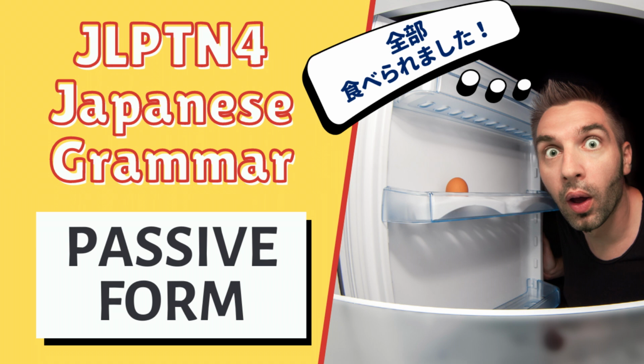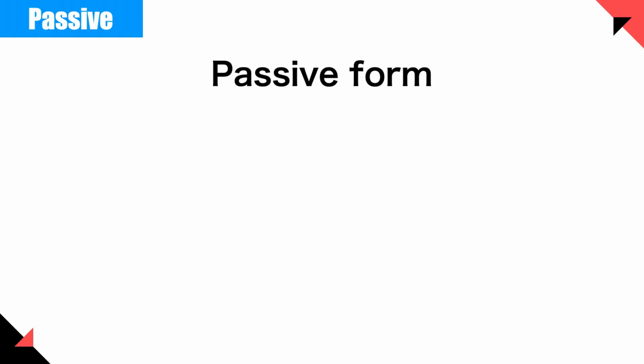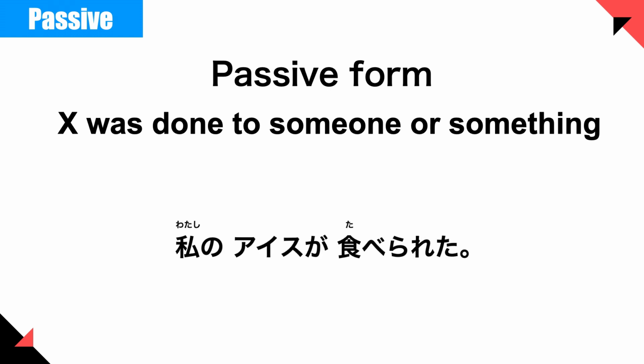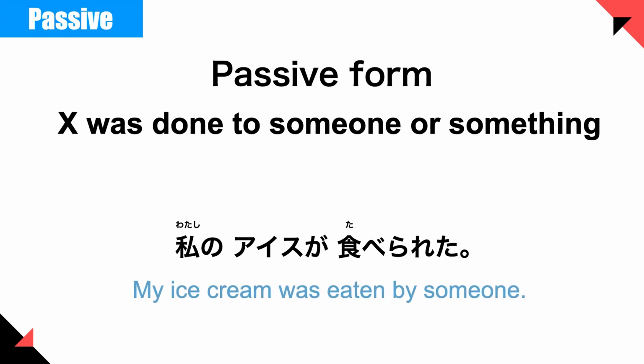Alright, let's start learning about how to use passive form. So, what is passive form? It is used when X was done to someone or something. So, for example, 私のアイスが食べられた。My ice cream was eaten by someone. In this case, my ice cream was eaten. So that's passive form, and 食べられた, that means was eaten.